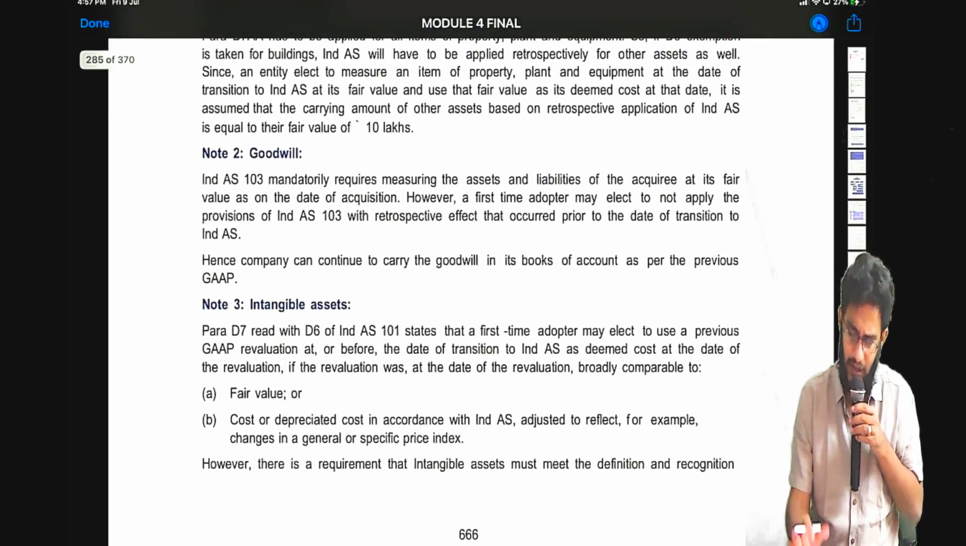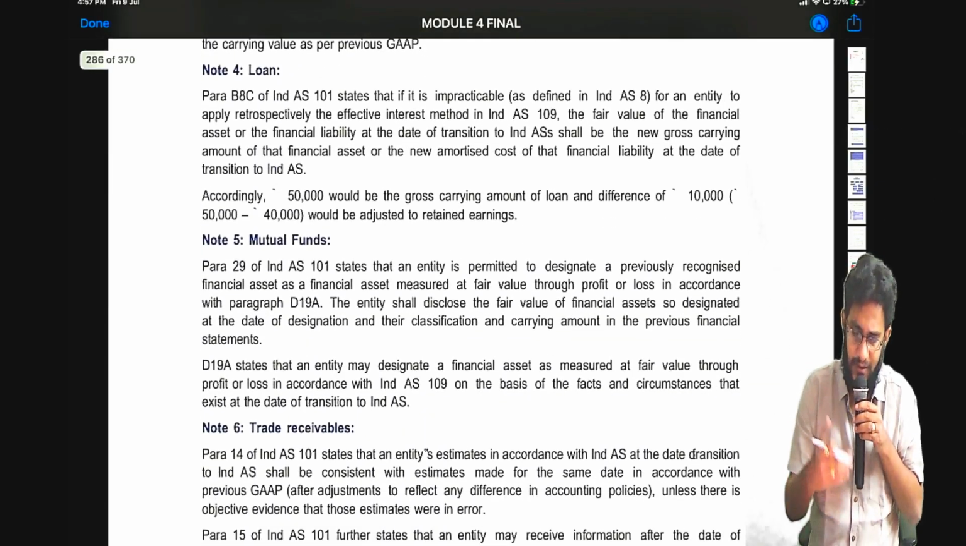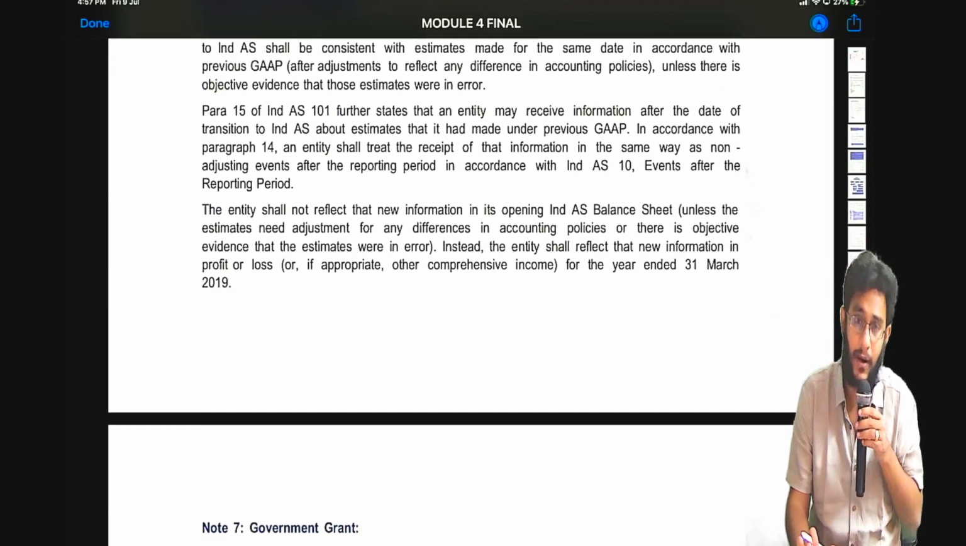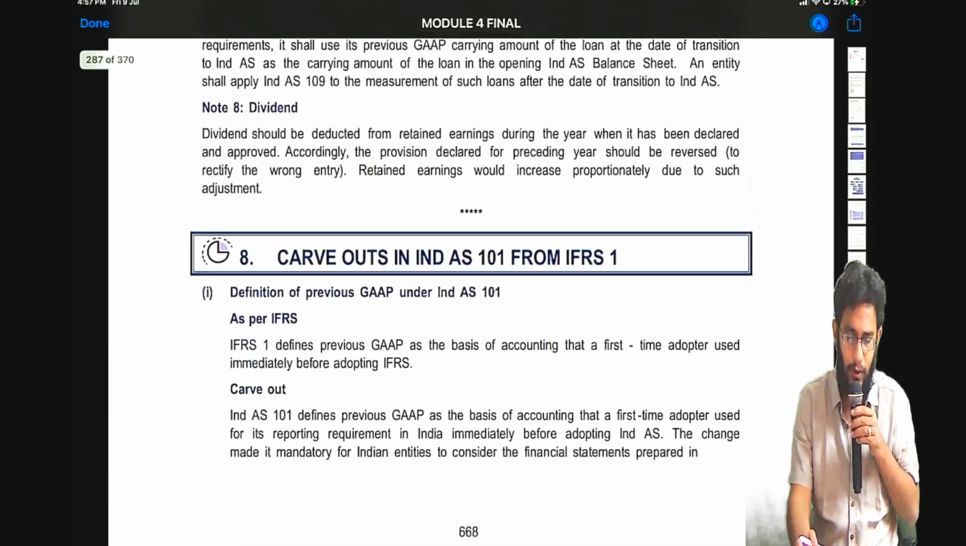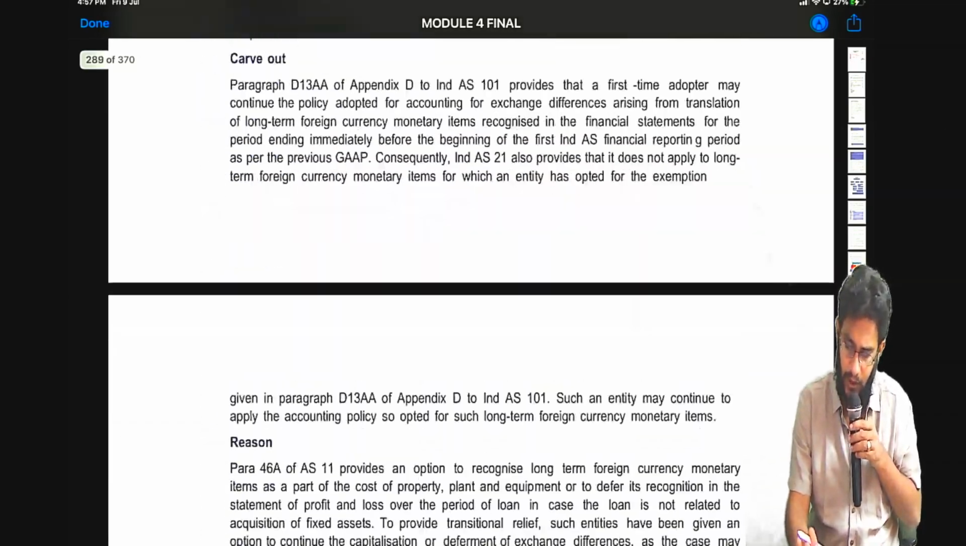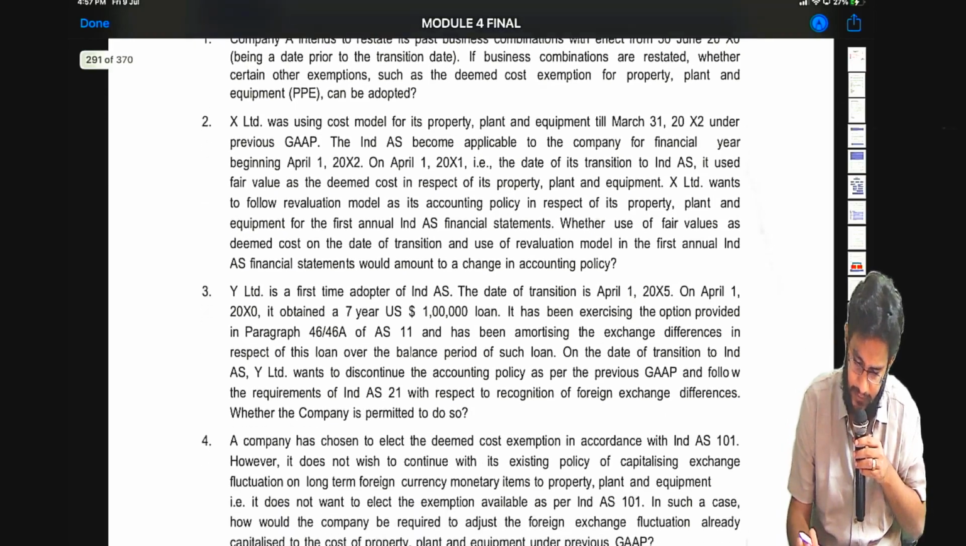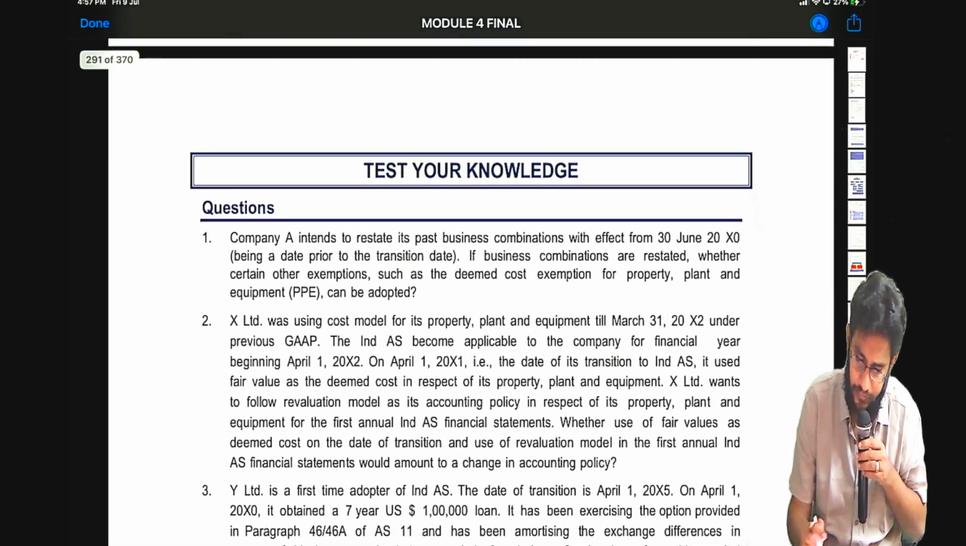That's all. For each item you can write the main what is Ind AS 101. Say all the provisions, principles you have to write. If you do not write that, you will lose marks for this. So this question is newly added. It's important. So we'll move on to test your knowledge questions. Turn back, so go to page number 672.